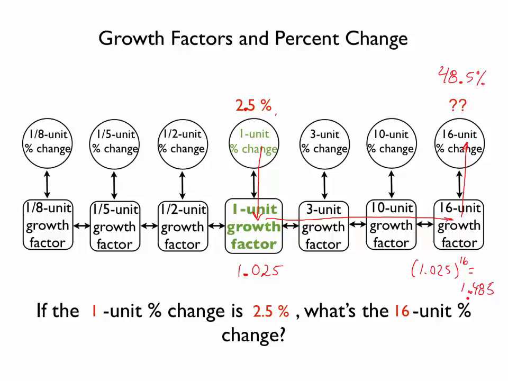Where can you not just read it? When you have decay, you have to do the subtraction, and if you have growth factors greater than 2, then you can't just read it. But if you have a growth factor between 1 and 2, then you can pretty much just read the percent change right there, right? You can just read it. Okay, does it make sense? Questions?